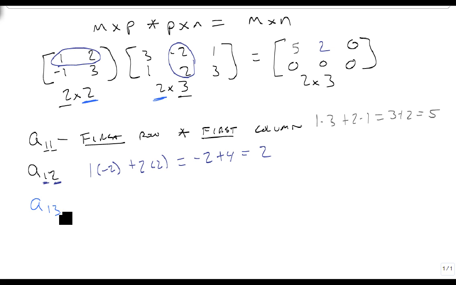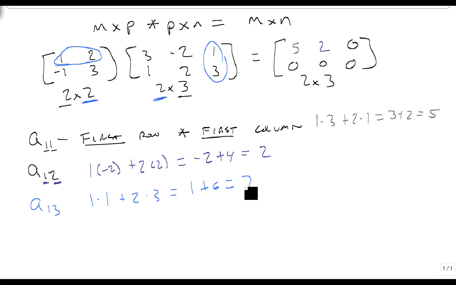Well, A13 is, let's put our 2 back in. A13 is first row, third column, and that gives us 1 times 1 plus 2 times 3, 1 plus 6, which is 7. So now we clear off our markers, and we're done with that row.